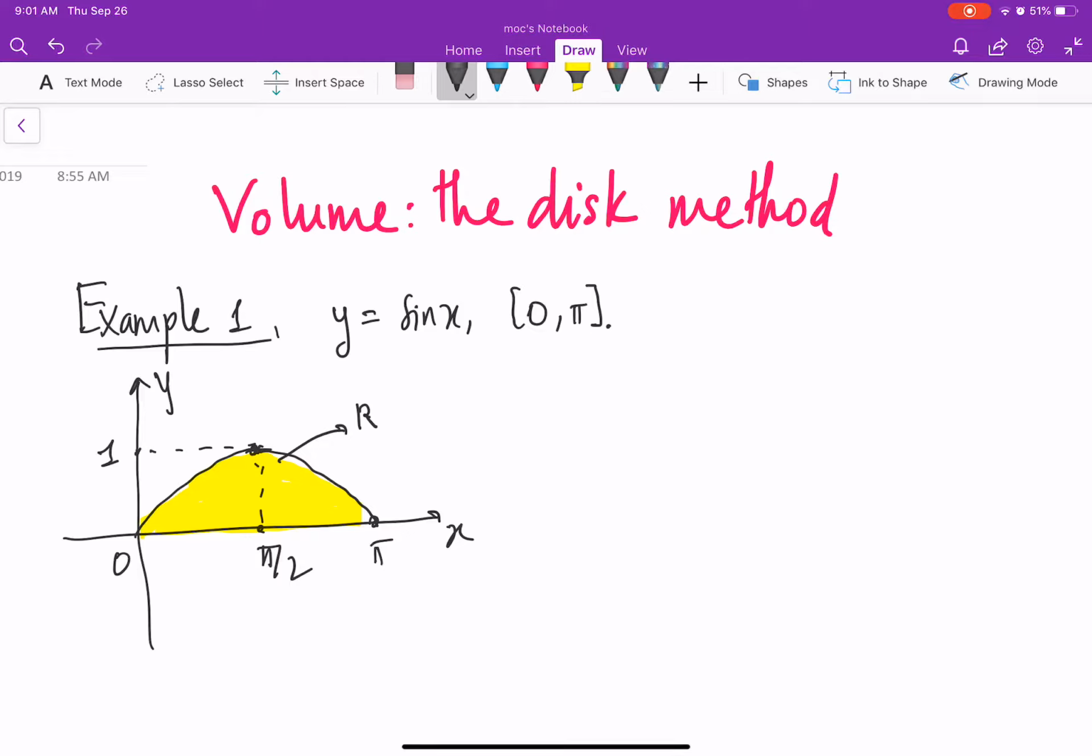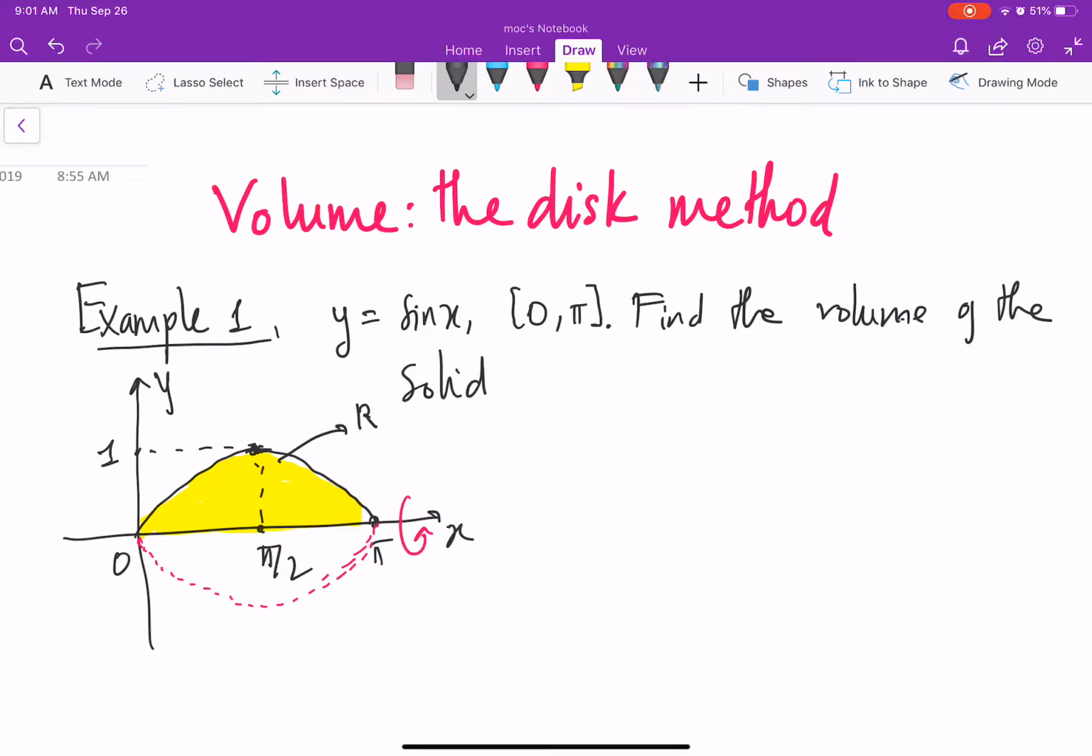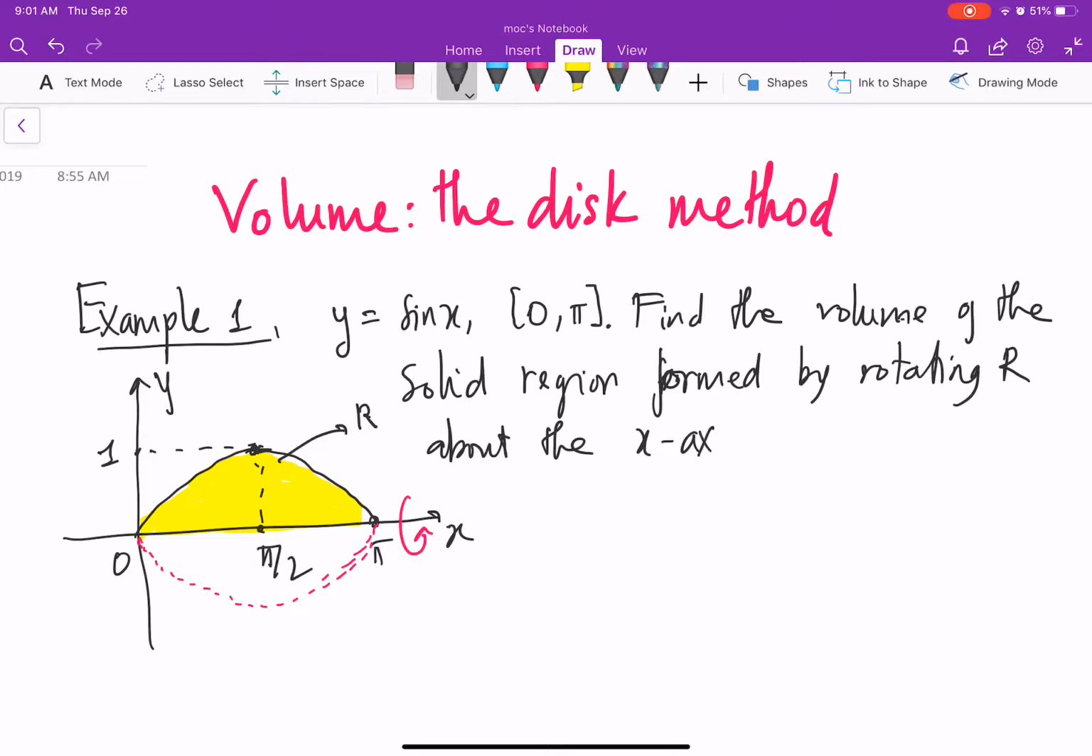And now we rotate R about the x-axis, we get some solid region. So we get something like this. Okay, that is solid region. So it looks like a ball, right? And we need to find the volume of that ball. Find the volume of the solid region formed by rotating R, the region R, about the x-axis.